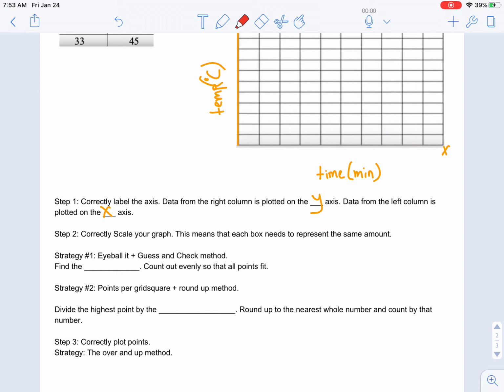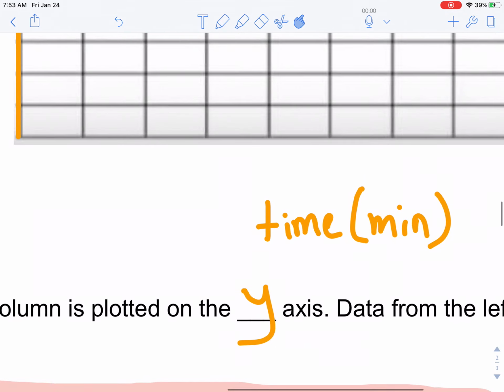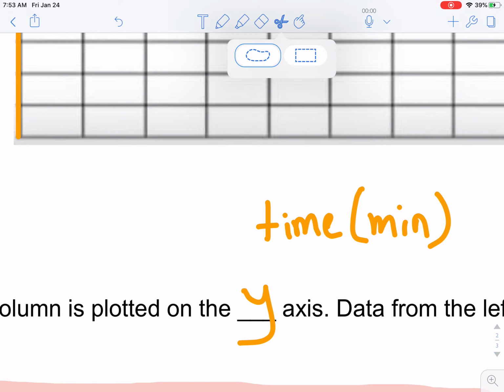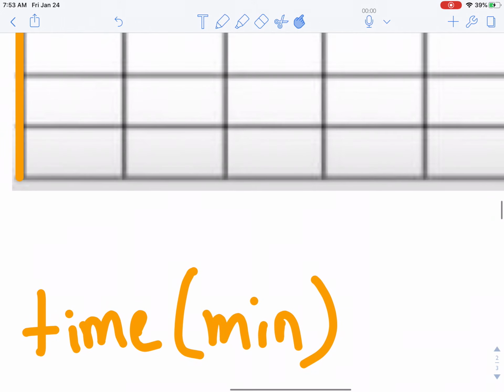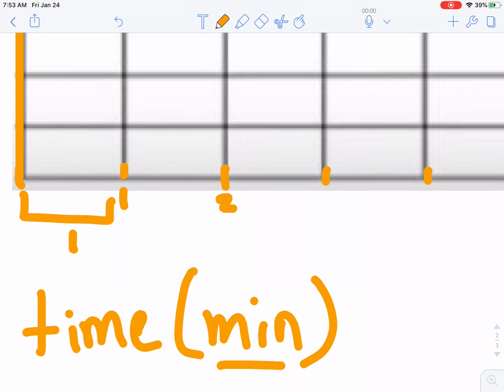Next, step 2, correctly scale your graph. That means that each box needs to represent the same amount. What does that mean? Okay, so if I'm correctly scaling my graph, that means that each box, from here to here, needs to be the same amount for each grid square. So if this is 1 and this is 2, then this needs to represent 1 minute. This needs to represent 1 minute. This needs to represent 1 minute.